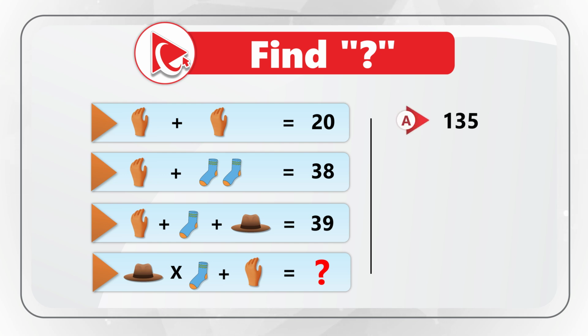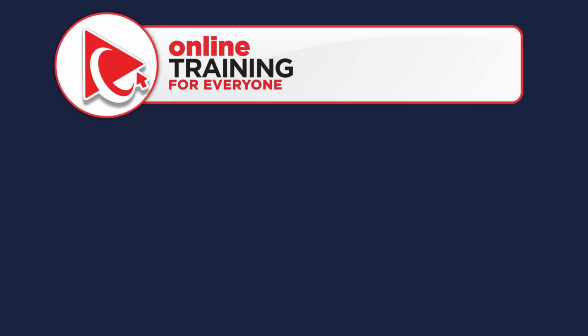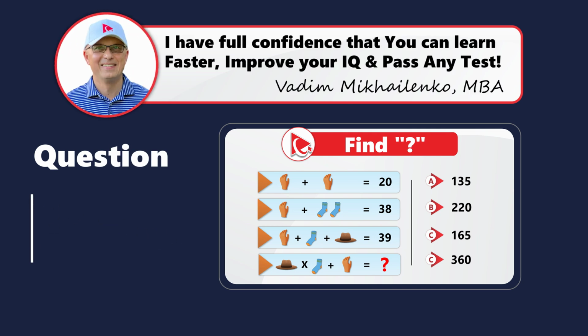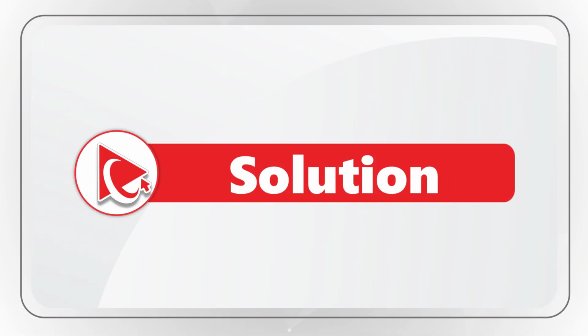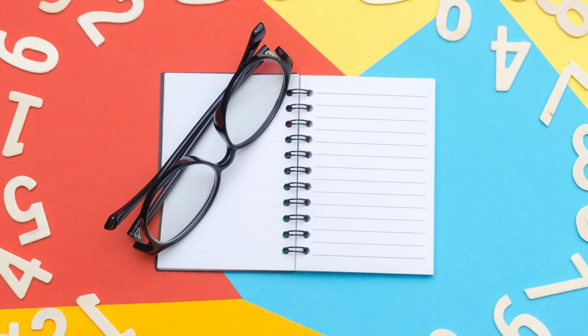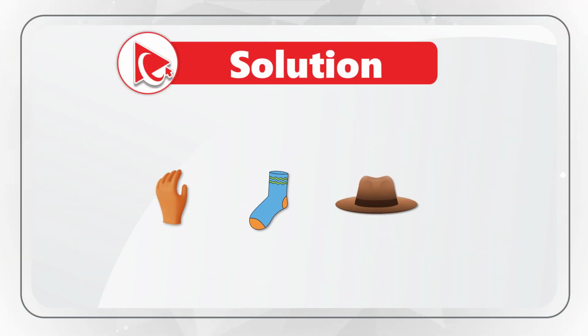Choice A, 135. Choice B, 220. Choice C, 165. And choice D, 360. Take a close look to see if you can use your mental powers to calculate the missing number. On my end, I am moving forward to share with you my version of the solution. And if you have a better way to solve it by using your mental powers, please make sure to share in comments. Obviously, to solve this challenge, you need to find the numbers associated with each object. You need to find the numbers for glove, for sock, and for the hat.